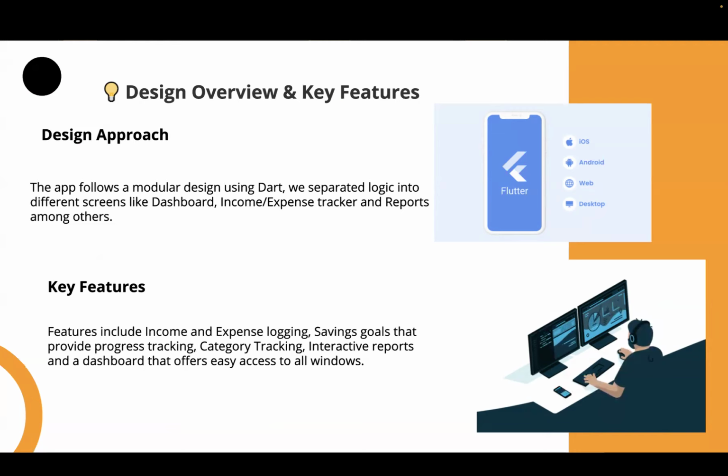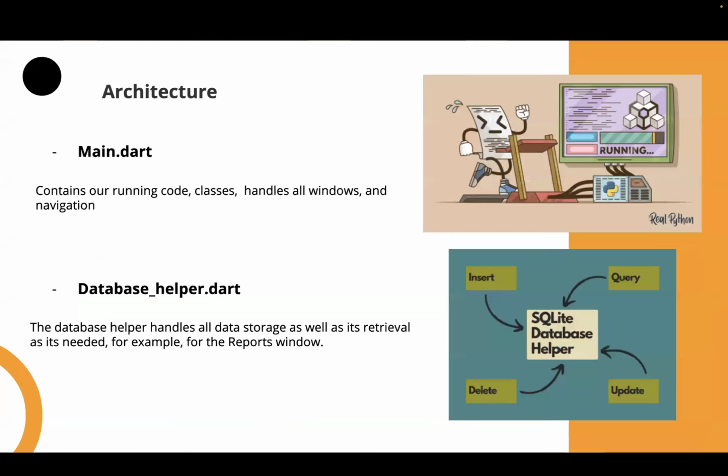So the design approach that we followed is a modular design. We use Dart, and the way that we did this is that each window will be separate. So there'll be a window, for example, for dashboard, there'll be a window for income and expense tracker, there'll be a window for reports, and among others. The key features for the application include an income and expense logging screen, saving goals that provide progress tracking, category tracking, interactive reports, and a dashboard that offers easy access to all windows.